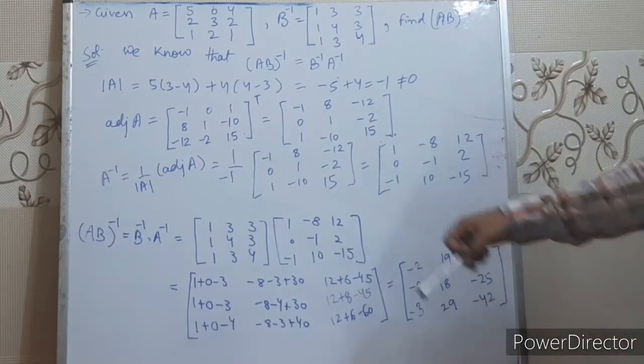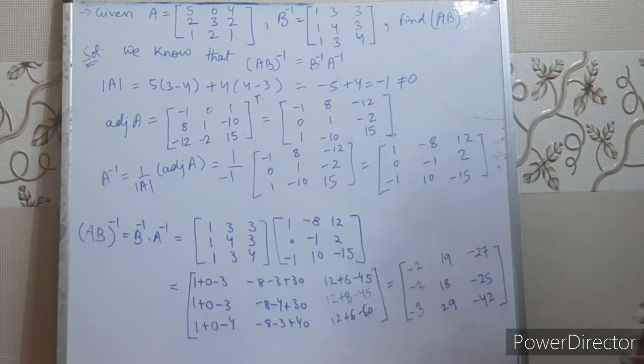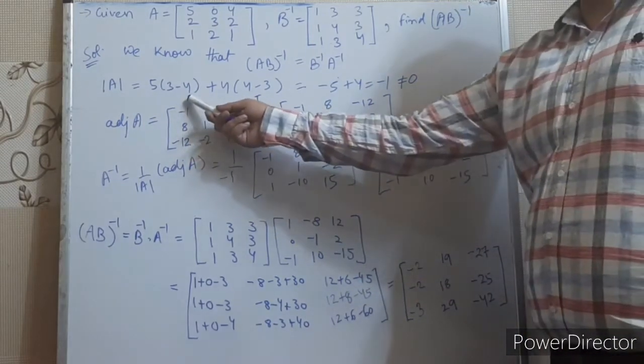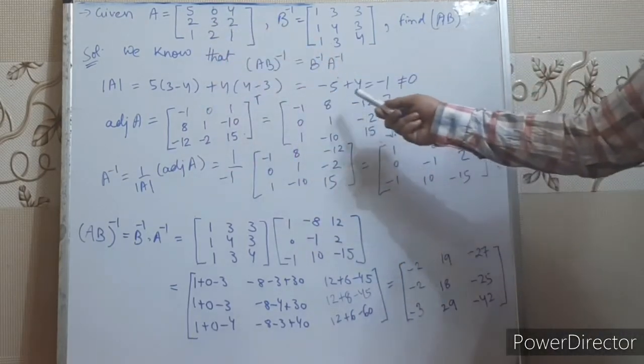Now, for finding the inverse, for A to be invertible, A should be non-singular. That means the determinant of A should not be equal to 0. Let's show that by finding the value of the determinant of A, which I have calculated here.